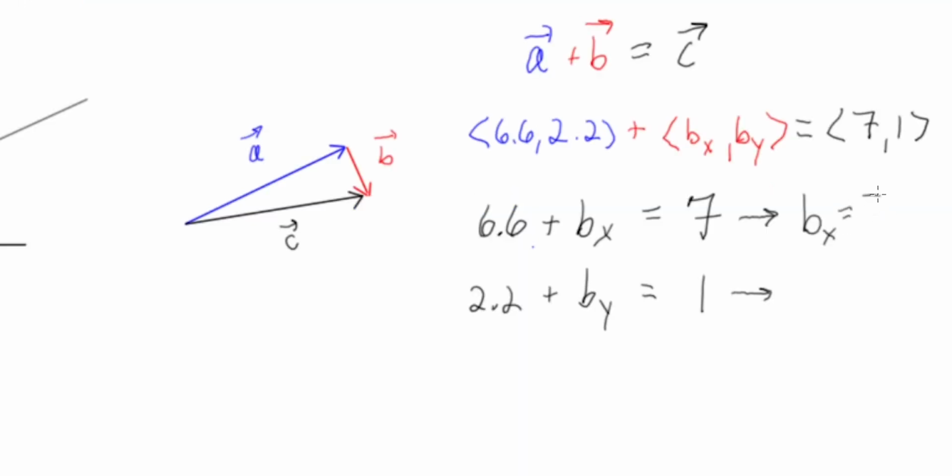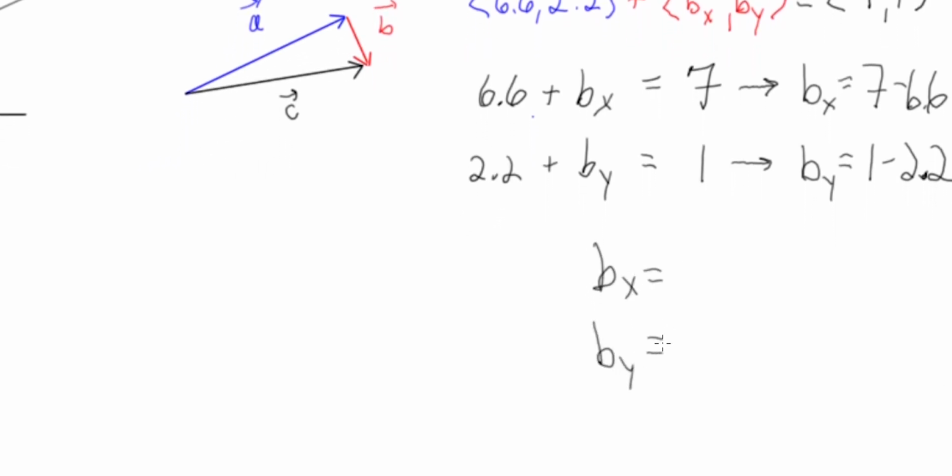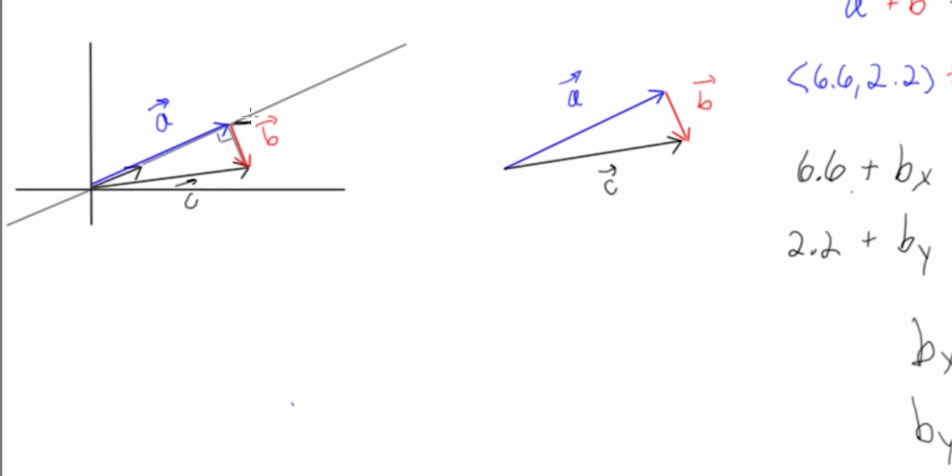Now, hopefully you can see we could figure out the components of bx and by very, very simply. So bx is equal to 7 minus 6.6. by is equal to 1 minus 2.2. So we get that bx and by are 0.4 units and negative 1.2 units, okay? And that should make some sense. We know that this thing is moving over to the right, so we're going to have a positive value, but it is going down, so that negative 1.2 represents the fact that it is going downwards. So that makes perfect sense. It's a reasonable result there.